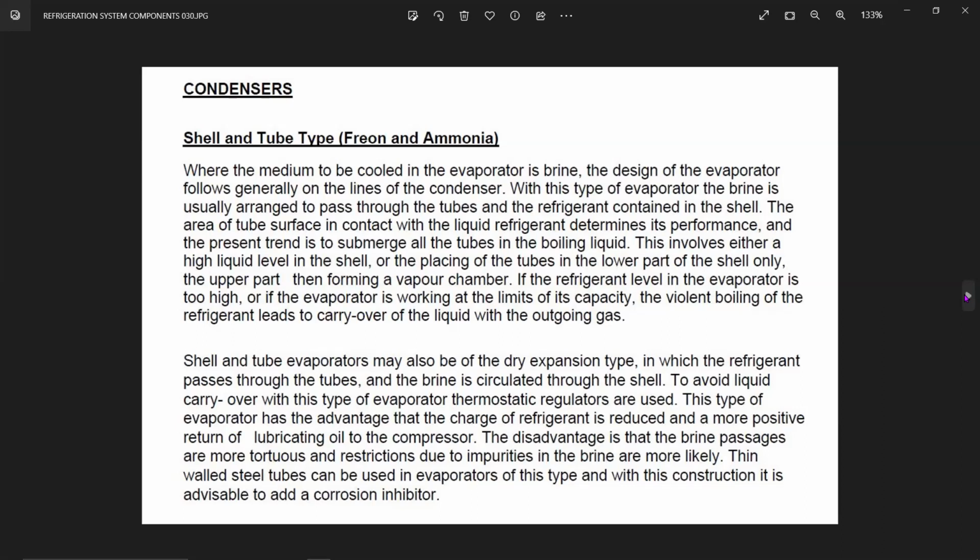These brine coils are inside each hold, and the brine is circulated through a large screw type compressor and a shell and tube type condenser. As I said, because of impurities the brine is likely to get choked. Thin welded tubes can also be used in an evaporator type, and with this construction you are able to add a corrosion inhibitor.